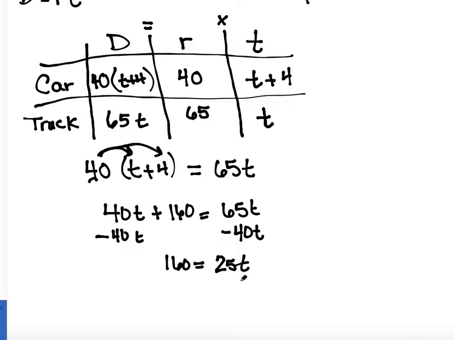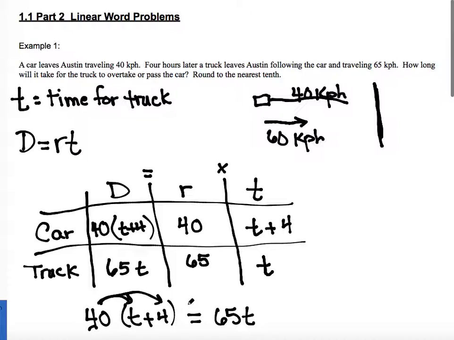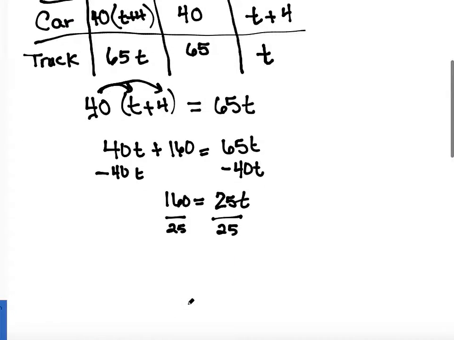Trying to solve for t, so I'm going to divide both sides by 25. Okay, and the directions tell us, if I go back up here, round to the nearest tenth. So when you do 160 divided by 25 in your calculator, you're going to get t is approximately 6.4, and the time, the units, is hours.